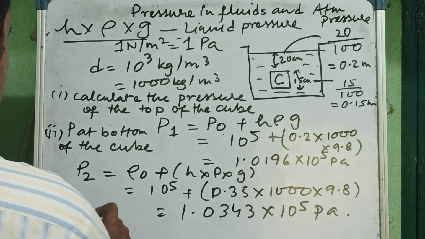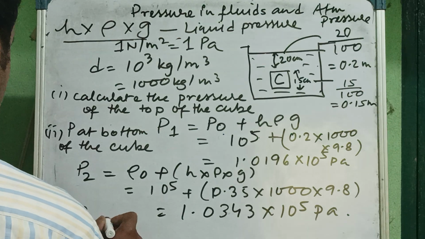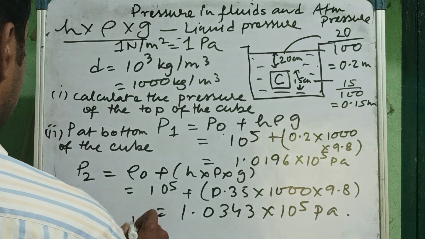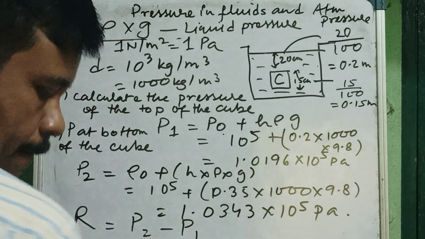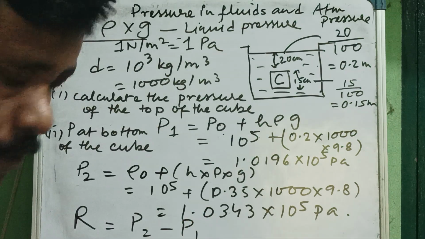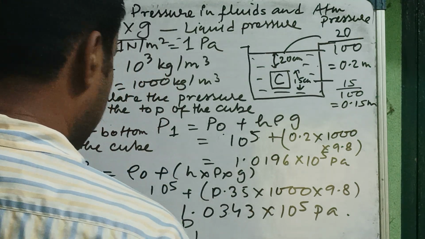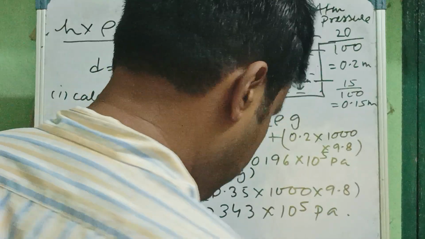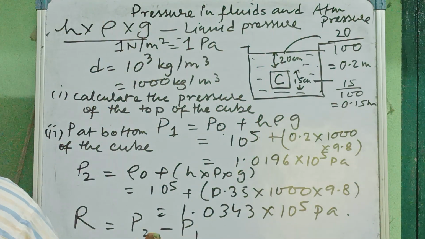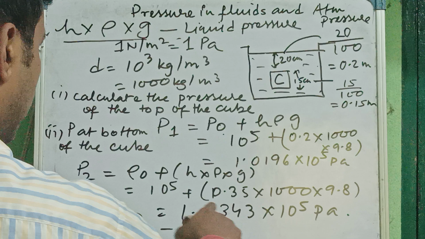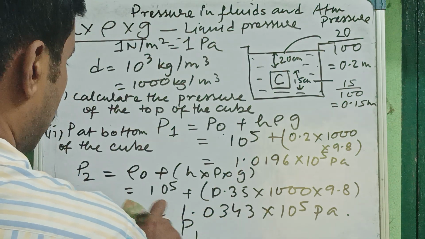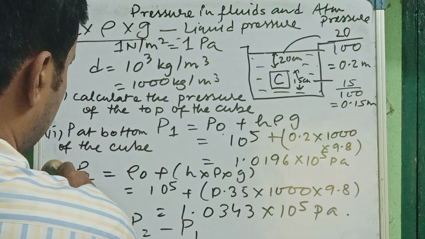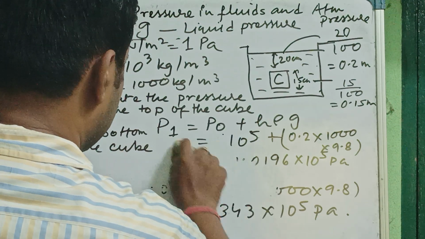So resultant pressure is P2 minus P1. P2 minus P1 is the resultant pressure. You can get the idea of 10 to the power 5 and multiplications by calculations. Now I have to rub this to clear your views.